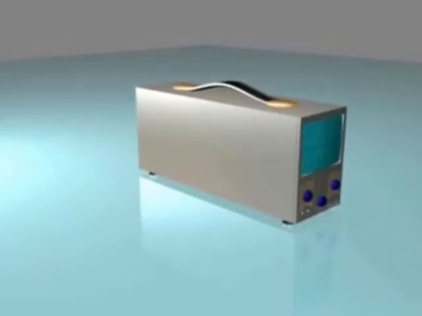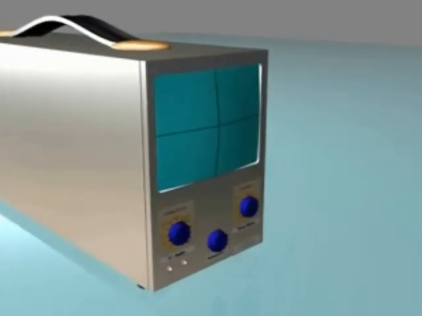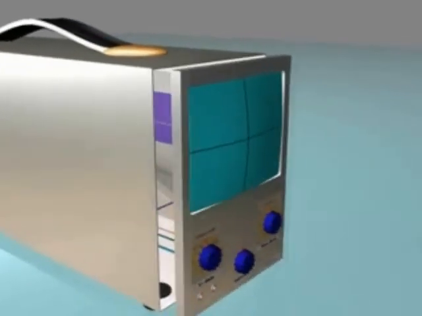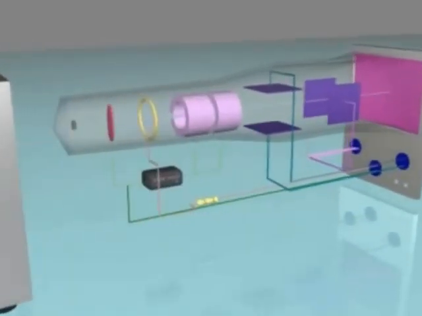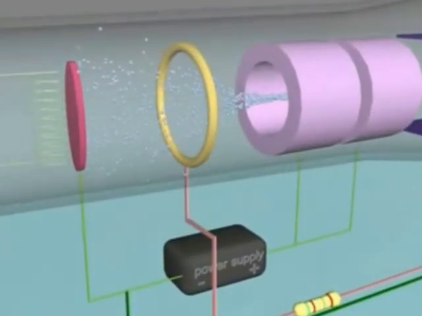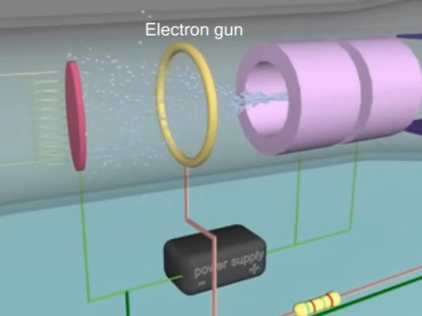Cathode ray oscilloscope. Some modifications are made to the cathode ray tube to make the cathode ray oscilloscope, CRO. The CRO is built up of three main parts. The first part, which looks like the cathode ray tube but with a few modifications, is named the electron gun. This part produces electrons by means of thermionic emission.